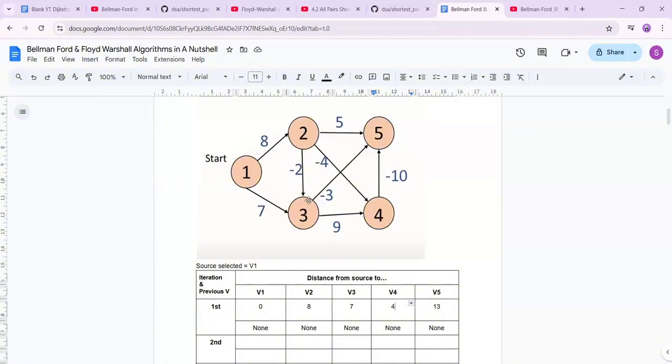Then 1, 2, 3 is 8 minus 2, which is 6. Originally we already have 7 as our shortest distance, but since 6 is smaller than 7, we will put it here.